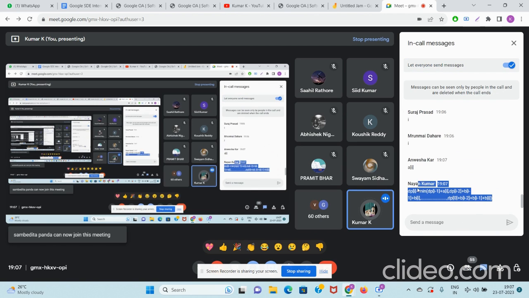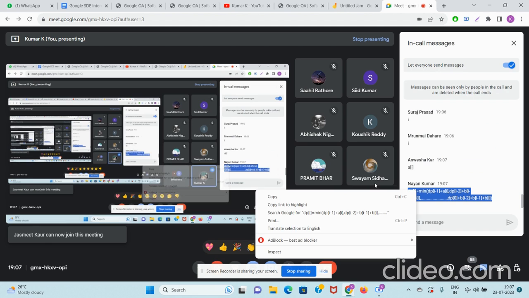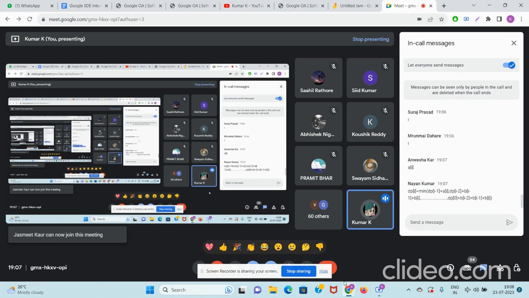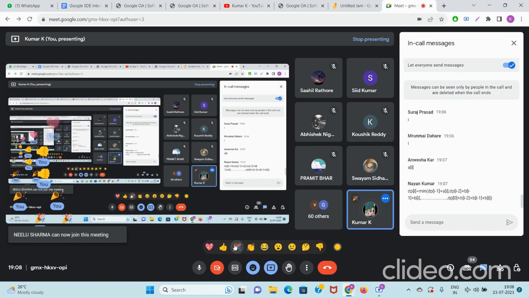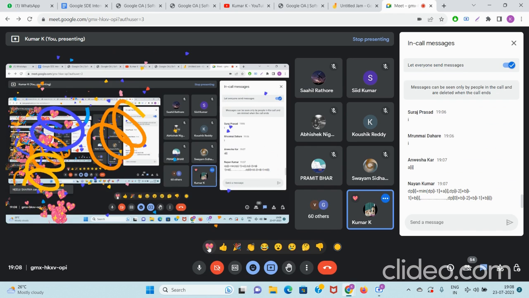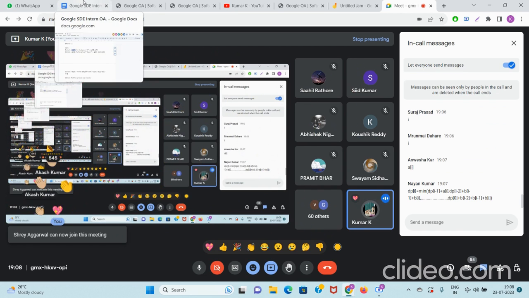Guys, Nayan has given the correct answer in the chat. Everyone start giving emojis and congratulations to Nayan. He wrote it correctly in a single attempt, just one time. Guys, throw confetti loudly for Nayan.